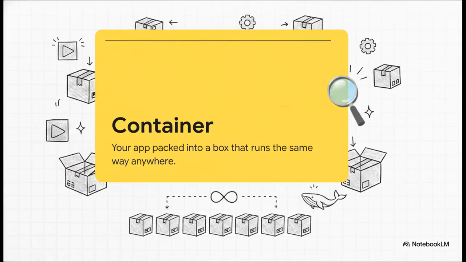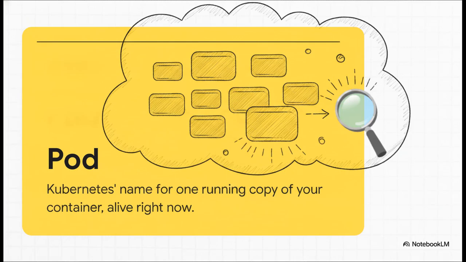To really lock in this mental model, let's quickly define our terms. First up is the container. This is simply your app packed into a neat little box that runs the exact same way anywhere. If you've used Docker, you know exactly what this is. This is the thing we're actually running. Next is the pod. A pod is just Kubernetes' specific name for one running copy of your container that happens to be alive right now. Just think of it as a single active instance of your application.